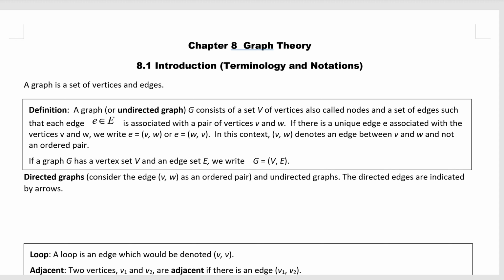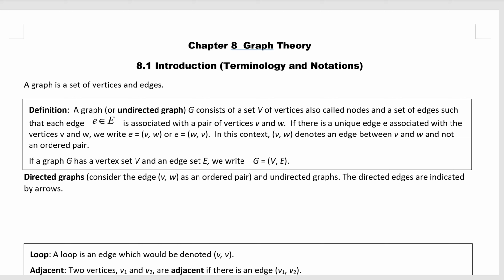Hi everyone. Today let's talk about Chapter 8, Graph Theory. 8.1 Introduction, Terminologies and Notations. A graph is a set of vertices and edges.